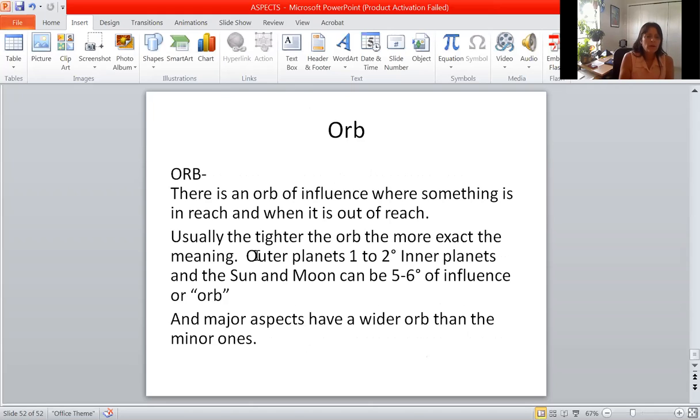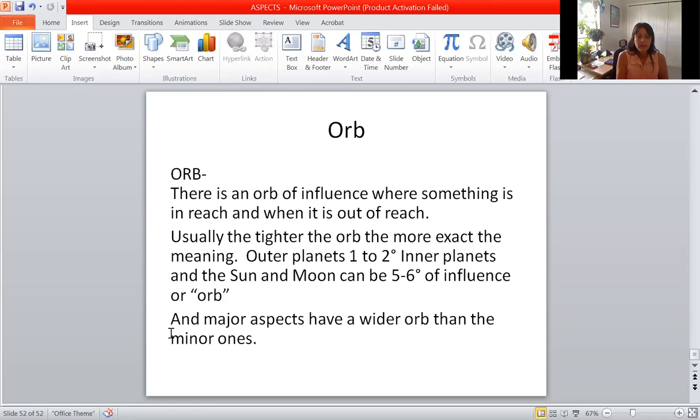Now, the orb: there is an orb of influence where something is in reach and when it's out of reach. Like I was saying, it's like the siren coming in real loud and then it decays. So usually the tighter the orb, the more exact the meaning. With an outer planet involved, I like to keep it 1 to 2 degrees away. I don't like to go much more than that. And then inner planets or the Sun and Moon can be maybe 5 to 6 degrees away.